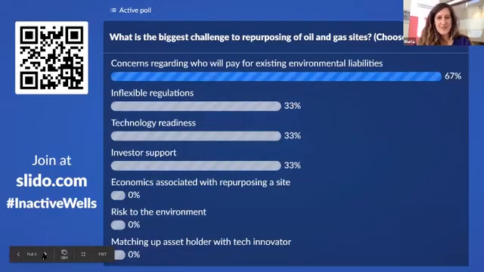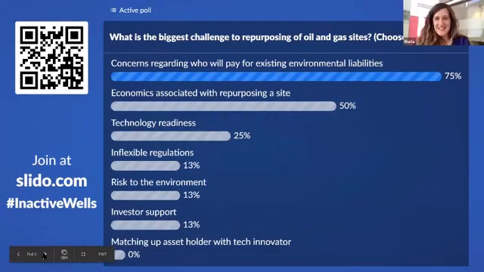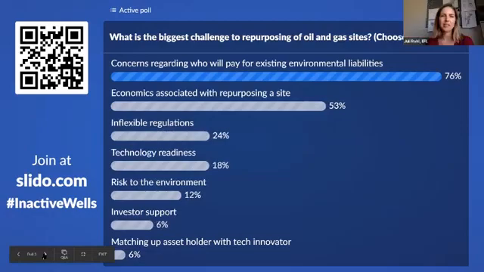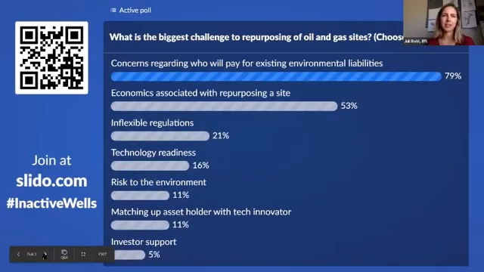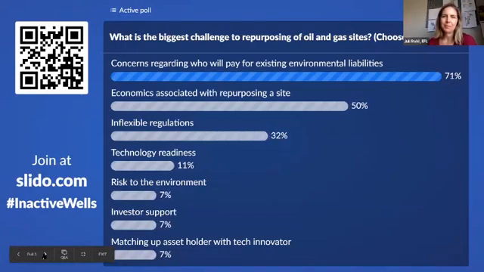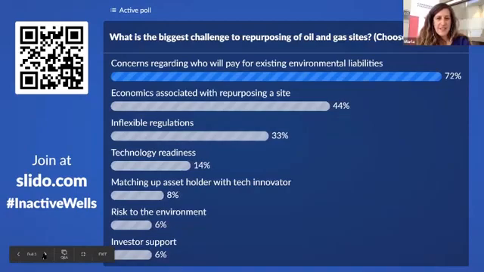Keely, any bets on what's going to come up on the top here? Certainly the paying for existing liabilities is a big problem. I would say like 2 years ago, the challenge was getting anybody to listen or even talk about the idea. So we've come a long ways now that we're talking about it. Yeah, the financial liability, the environmental liability is certainly coming out very, very strongly.